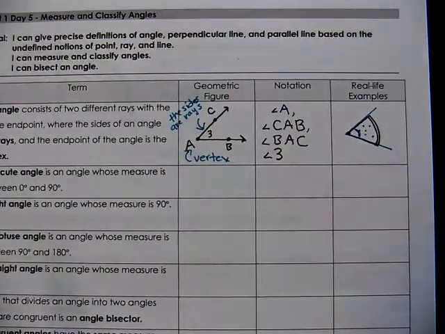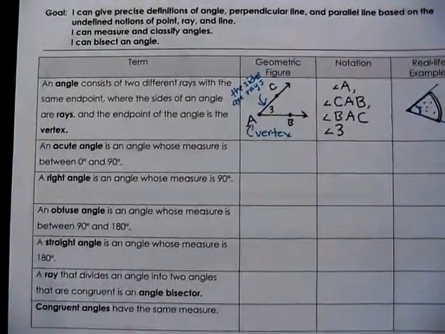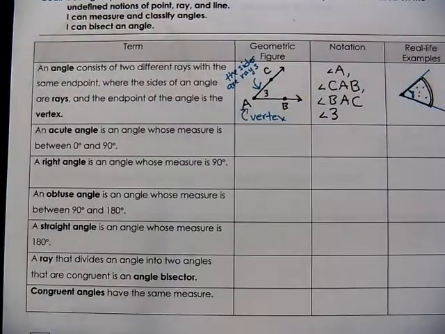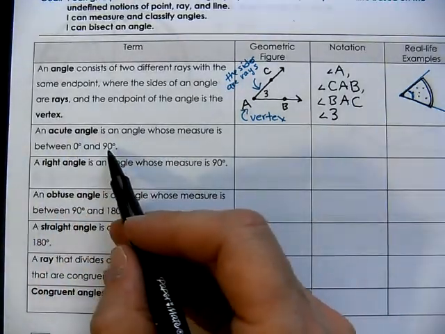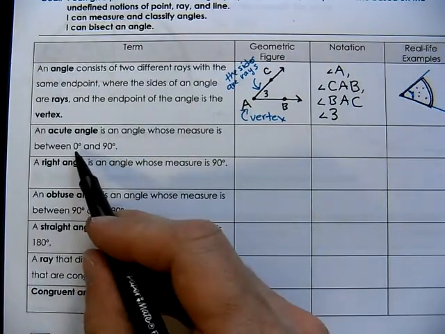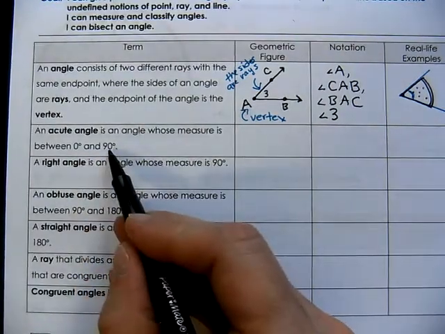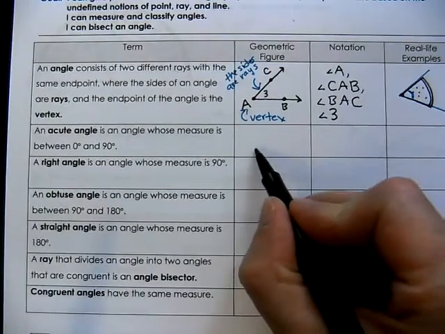Right. So let's classify these different types of angles. We have small, medium, and large type angles. The smallest is the acute. An acute angle is an angle whose measure is between 0 degrees and 90 degrees. So it has to be bigger than 0, less than 90. It has to be between those two.